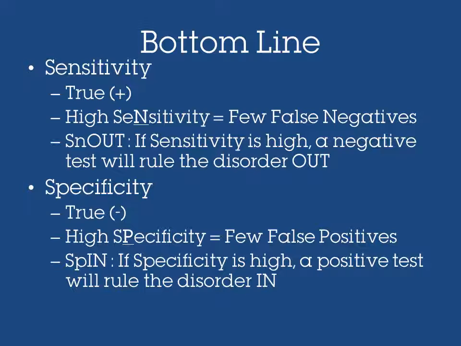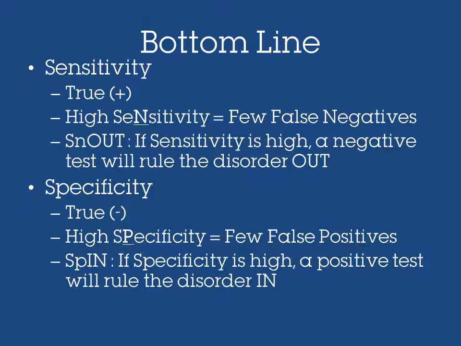So, for example, if the Lachman's test, and this is just an example, we're not talking specifically about the diagnostic accuracy of the Lachman's test, but in a hypothetical situation, if the Lachman's test had a very high sensitivity and we tested them and we found that they did not have a torn ACL, therefore we had a negative test, we could be fairly certain that we could rule this disorder out.